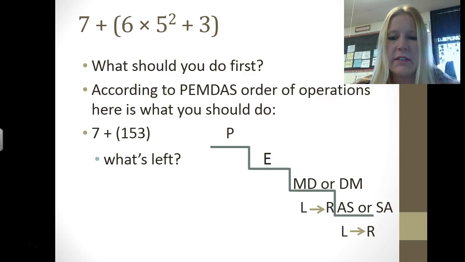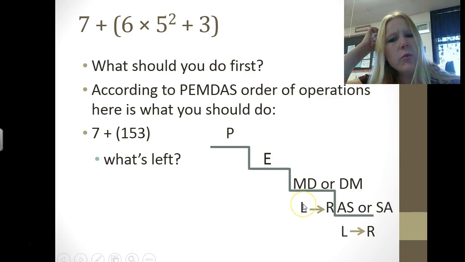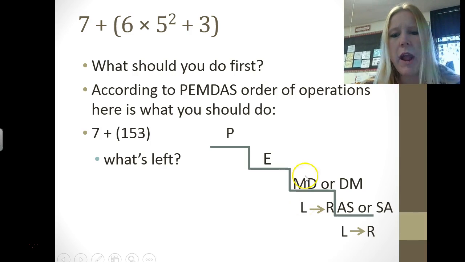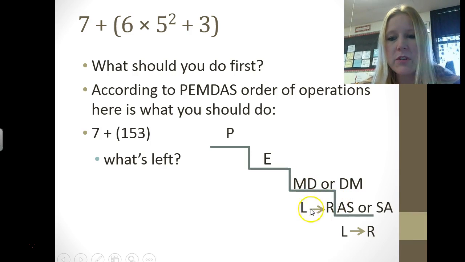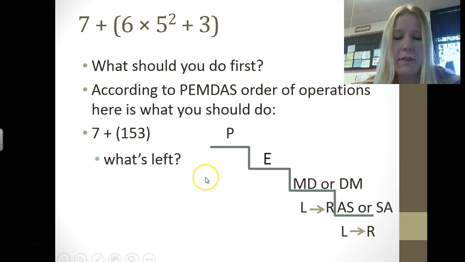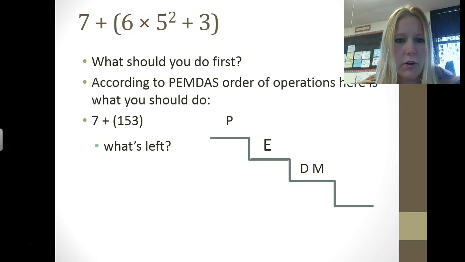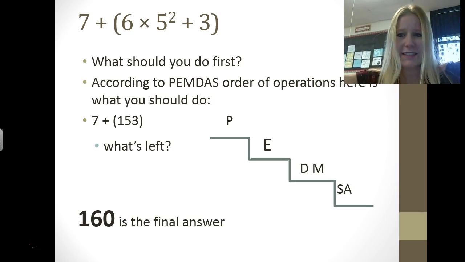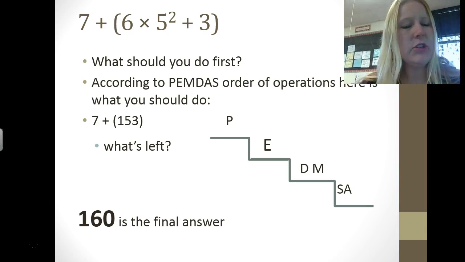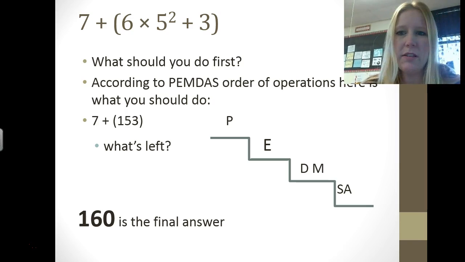Oh wait, I didn't emphasize that whole L to R. L to R! You know what? Take a moment. Pause this video and draw this in your spiral. These stairs are important. Now this L to R is telling you for multiplying and dividing, you're going to go from left to right, whichever one's on the left. Same thing here. For adding and subtracting, you're going L to R. You're going left to right. So over here, our final answer, 160. Beautiful. This is your first opportunity to do PEMDAS, so I hope it made sense to you.